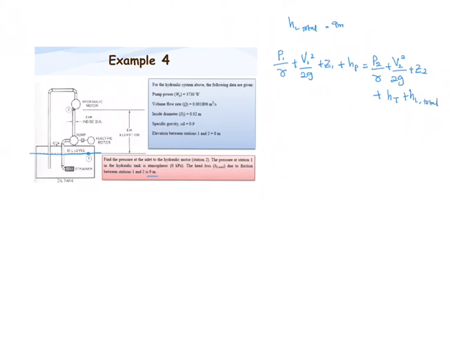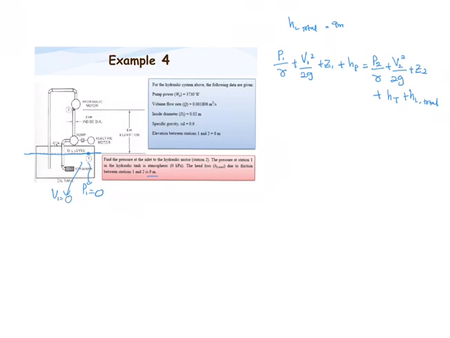First we need to analyze the piping system. We go for point number 1 first, which is at the surface of the water. For the pressure at the surface water, P1 is 0, and the velocity at the surface water also becomes 0.